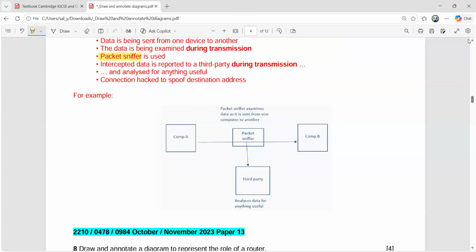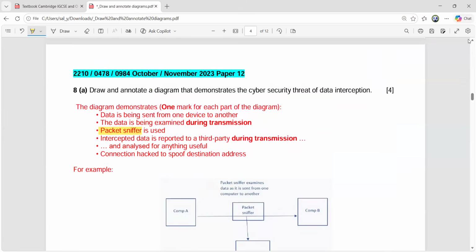If you know the job of data interception, if you know that it's basically packet sniffing that is being done, then you are able to draw the diagram and you will be able to score. Jishan, any questions, anything that is unclear? Just see for yourself.